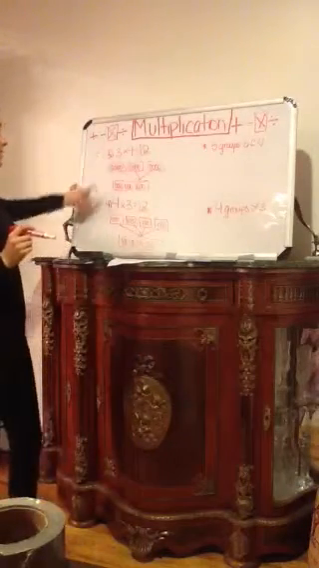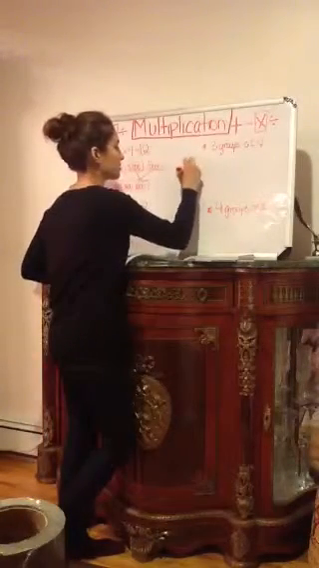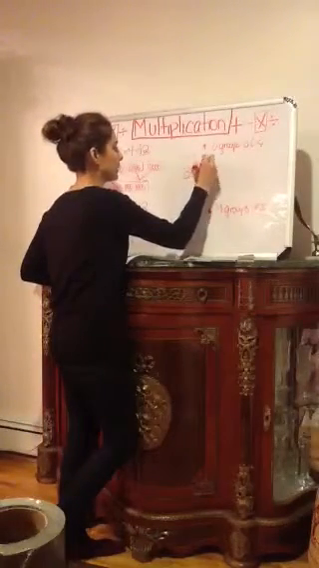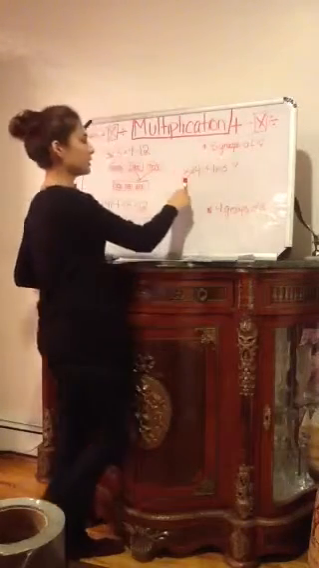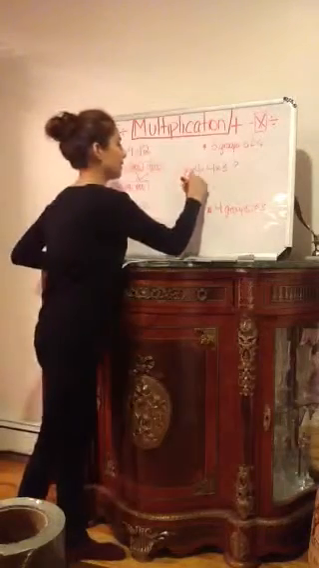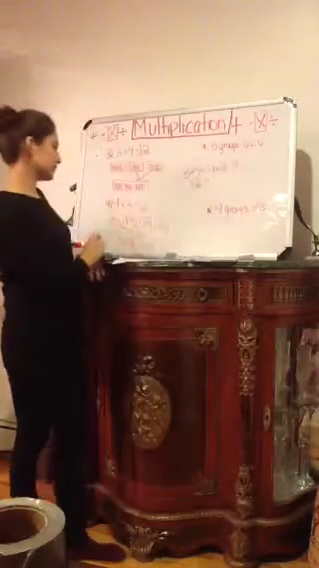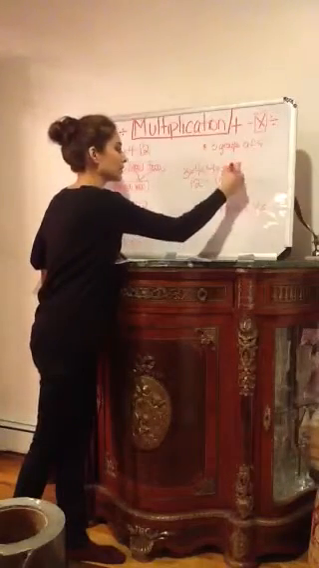So does this problem look similar to this problem? Yes. Let's check our answers. Does 3 times 4 equal 4 times 3? So what does 3 times 4 equal? 12. And what does 4 times 3 equal? 12. That is correct.